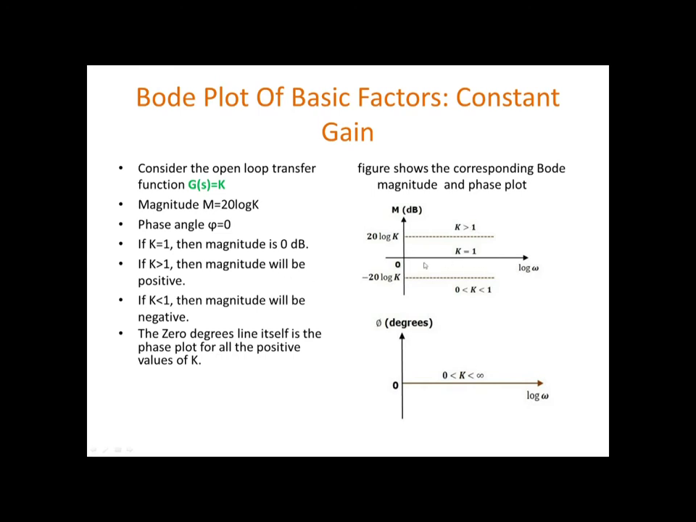So, this is the complete Bode plot of the basic factor constant gain, where we have considered three cases. This is the magnitude plot for k equal to 1, this is for k greater than 1, and here we have considered the value of k that is greater than 0 but less than 1. And this is the phase plot with the omega value from 0 to infinity. Whatever the value of omega is, the phase angle is always 0 degrees.